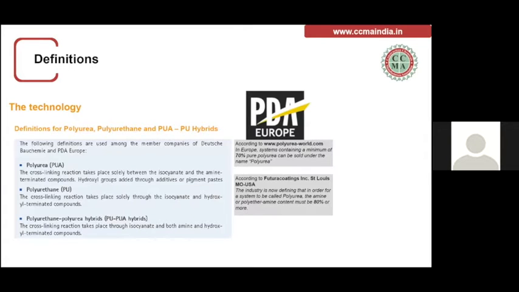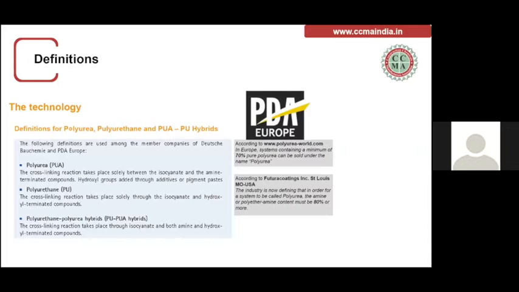Many of you must have heard about polyurea. Basically, this is isocyanate and amines. When they come in contact in a chain reaction, they form polyurea. While polyurethane is isocyanate and hydroxyl terminated compounds. And one of the upcoming, very famous technologies is hybrid polyureas, which is cross linking of isocyanate with both amines and hydroxyl terminated compounds.